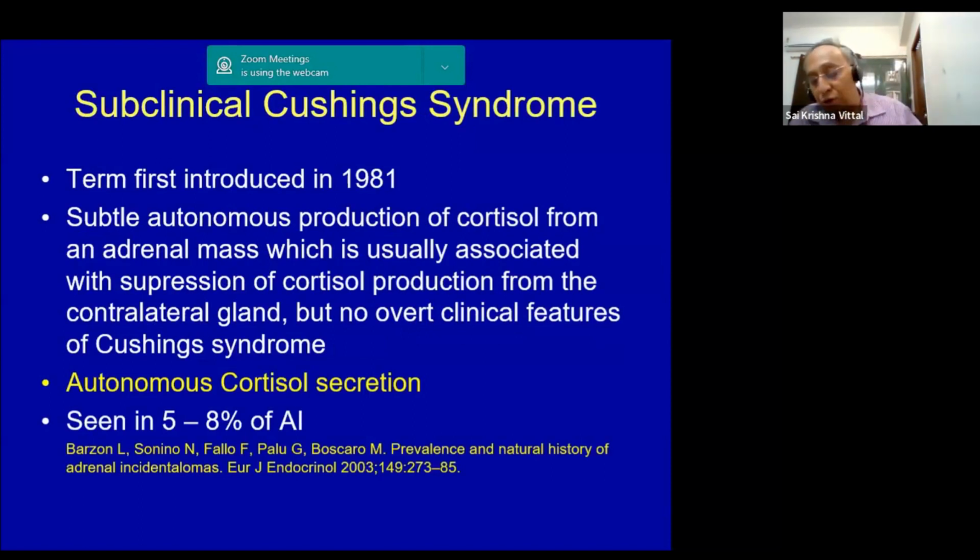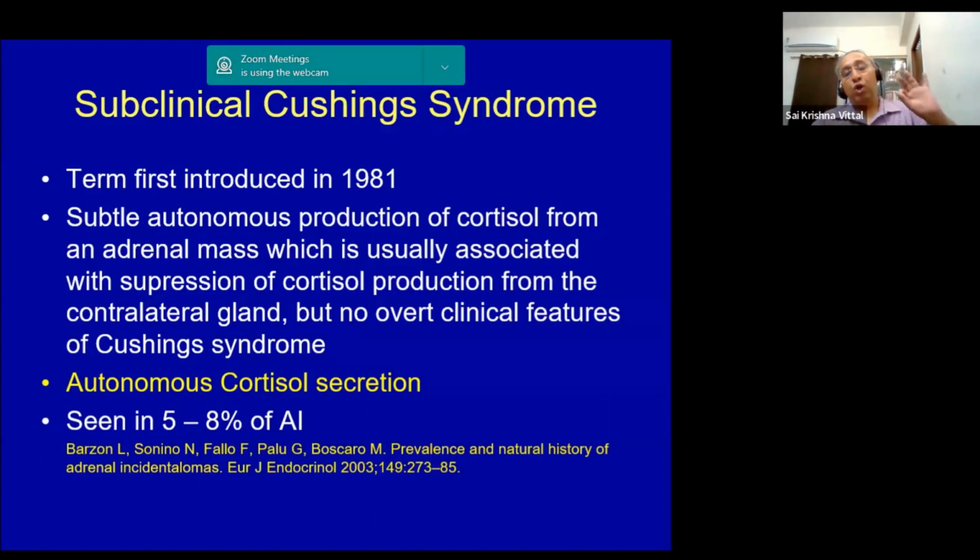Here, I would just like to introduce a term called subclinical Cushing syndrome. This was a term introduced in 1981. What is the definition? There is subtle autonomous production of cortisol from an adrenal mass, which is usually associated with suppression of cortisol from the contralateral gland, but with no overt clinical features of Cushing syndrome.